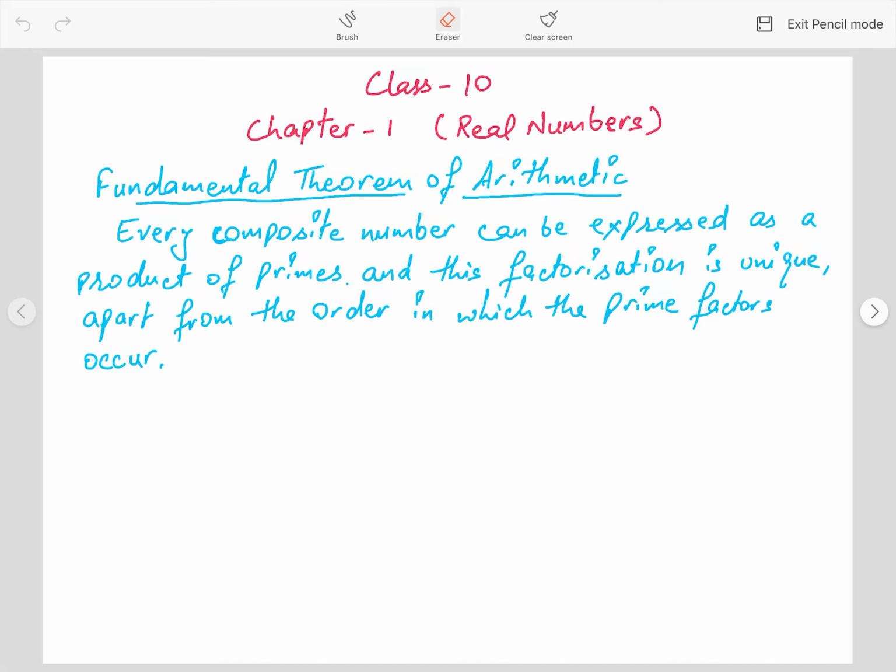CBSE Chapter 1 Real Numbers. Today's topic is Fundamental Theorem of Arithmetic. We will start with the definition.